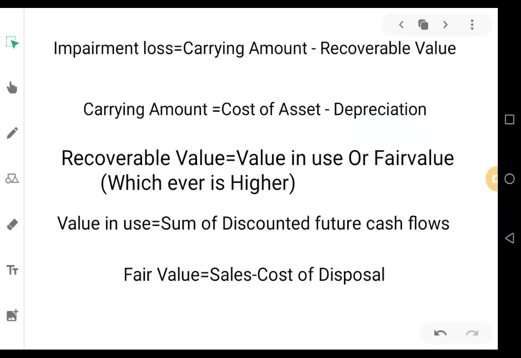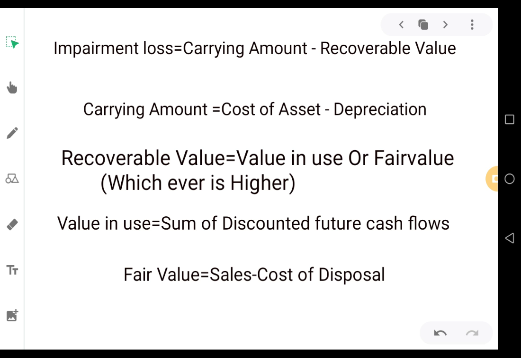Hello students, welcome to IFRS classes, that is International Financial Reporting Standards. In this video we are going to work out numerical problems on impairment loss.